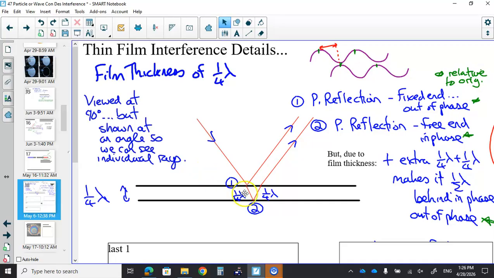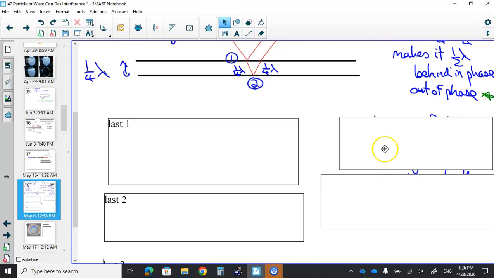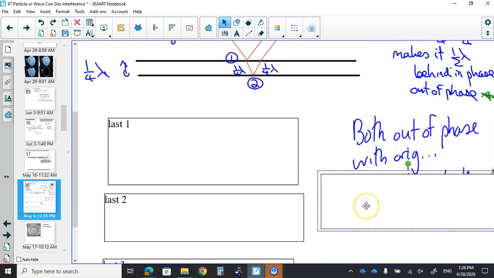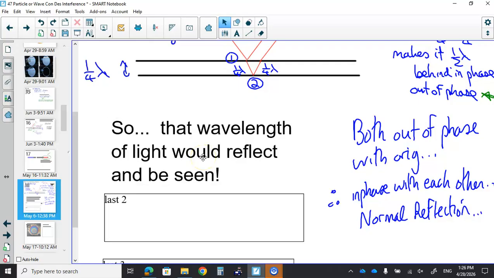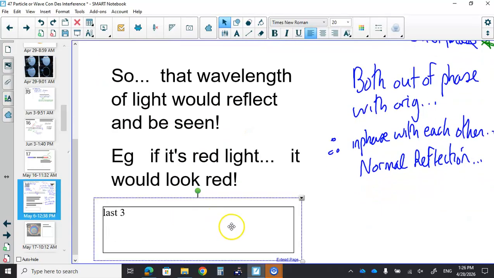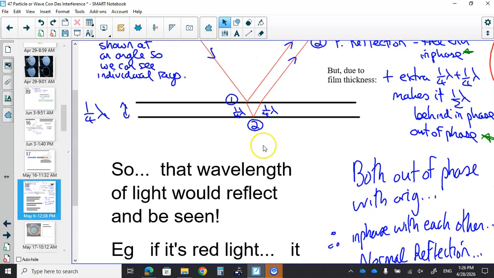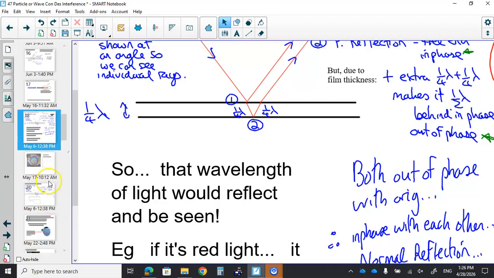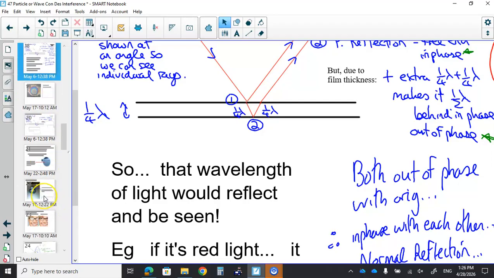So if we have a quarter wavelength thickness film, then these guys would constructively interfere. So whatever color of light this wavelength corresponds to is going to lead to a strong reflection of that color, right? So the wavelength of that color would be seen well. If it happens to be red light, where this is a quarter of a wavelength of red light, the reflection is going to look red. And so this is where the colors come from.